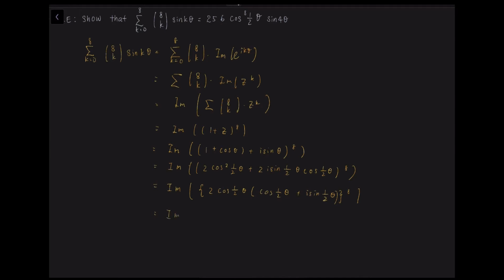Then we apply De Moivre's theorem and we obtain cos 4 theta plus i sine 4 theta. And then we only want the imaginary part. So the answer is 256 cos to the power of 8 half theta times sine 4 theta, and that's our answer.